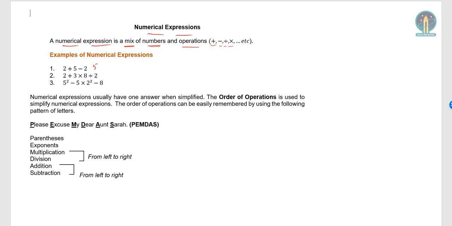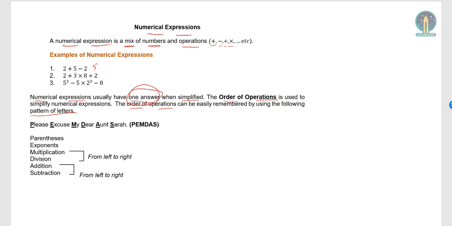Numerical expressions usually have one answer when simplified. The order of operations is used to simplify numerical expressions. Like I alluded to, there is a certain order to calculating these expressions to get the answer. The order of operations can be easily remembered by using the following mnemonic: Please excuse my dear Aunt Sarah. PEMDAS.